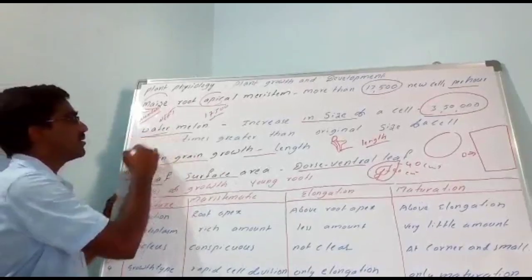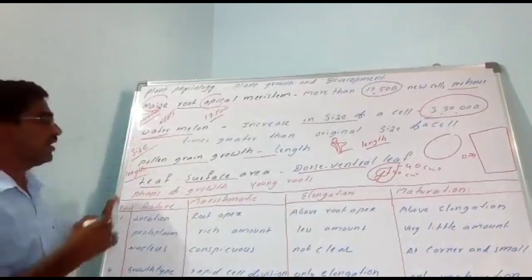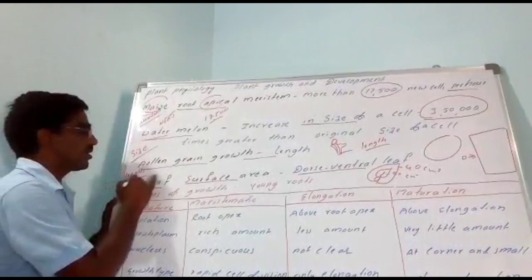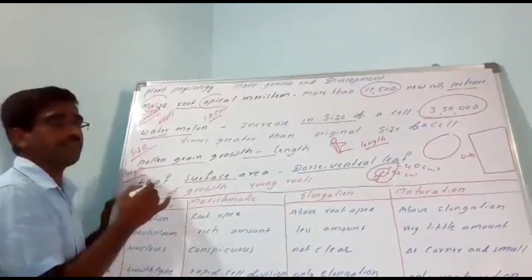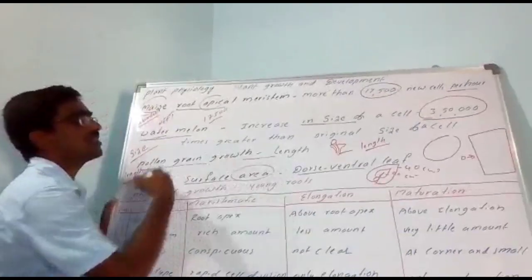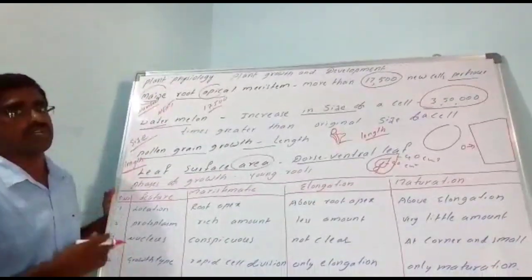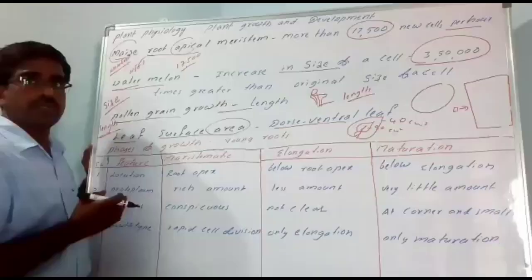In the watermelon, the size of the cell increases very rapidly. In pollen grain germination, the length of the cell increases very rapidly. In the dorsiventral leaf, the surface area increases very rapidly. This is a small concept. This is a textbook concept. You can try to understand.